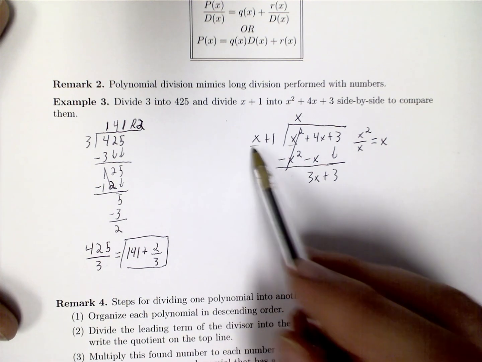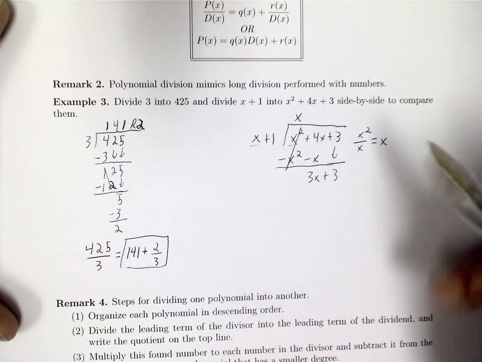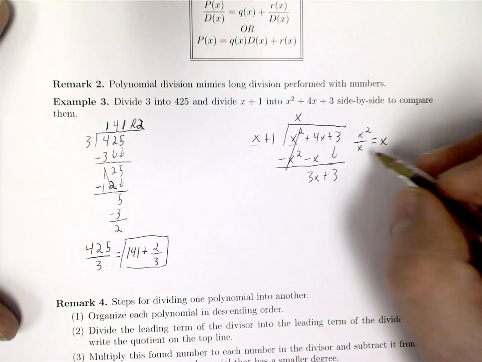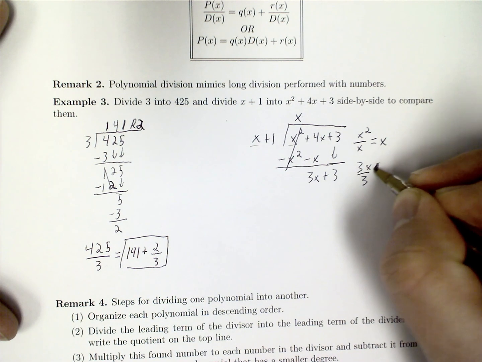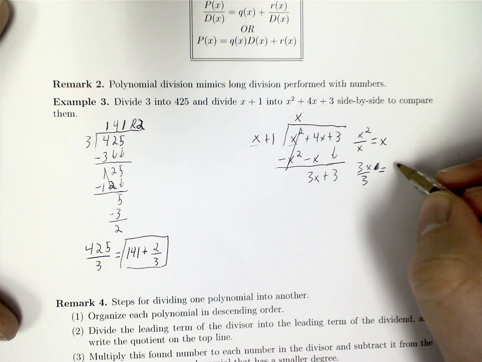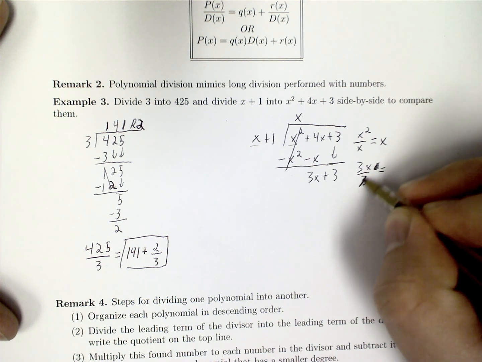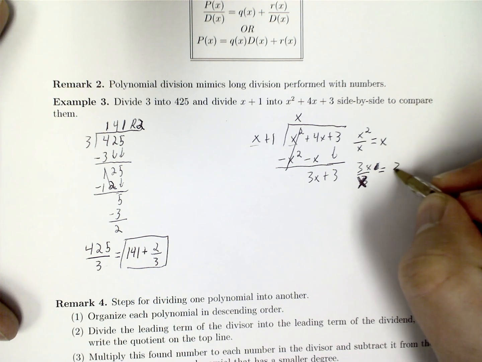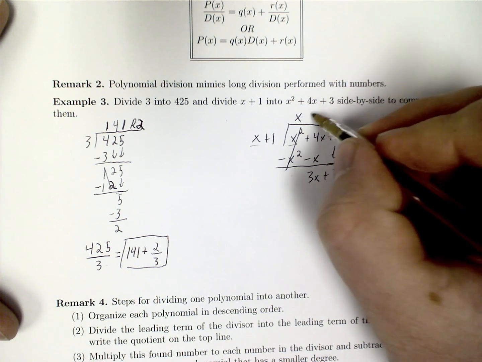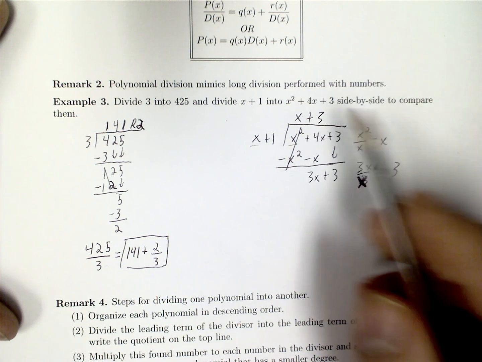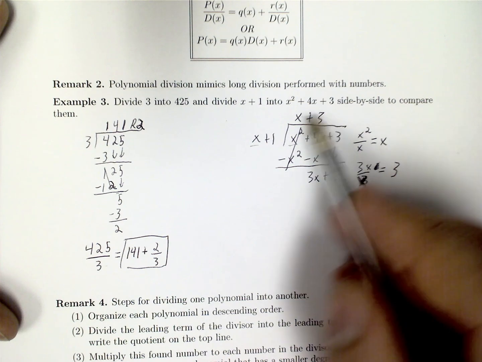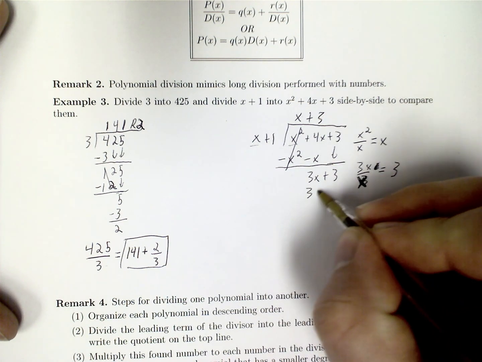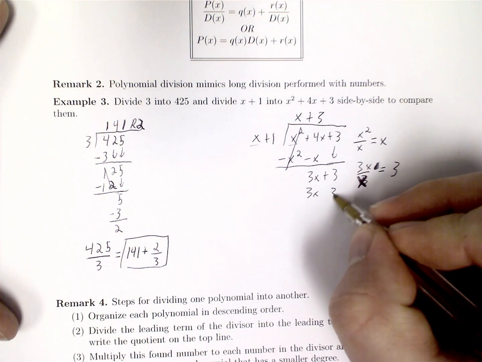And we start again. We ask ourselves the same question. What is 3x divided by, so leading term divided by leading term. So now it's a wash, rinse, repeat. What is 3x divided by x, I'm sorry? And the answer is 3. So plus 3. So that's our next part. So divide, multiply. 3 times x is 3x. 3 times 1 is 3.